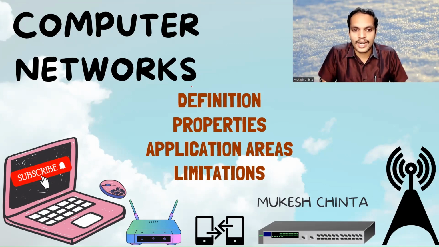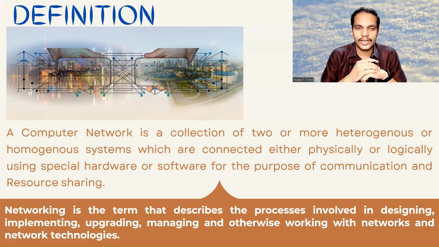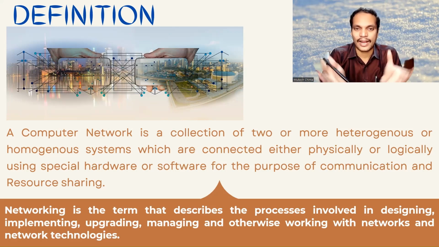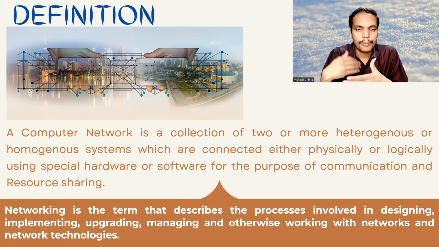First, without much ado, let me start with the definition. If you check on Google, you will get so many definitions for computer networks, lots and lots of definitions. But I found this one to suit better, and it also gives you the overall idea of what a network encompasses. So let me share the definition with you first. A computer network is a collection of two or more heterogeneous or homogeneous systems which are connected either physically or logically using special hardware or software for the purpose of communication and resource sharing.